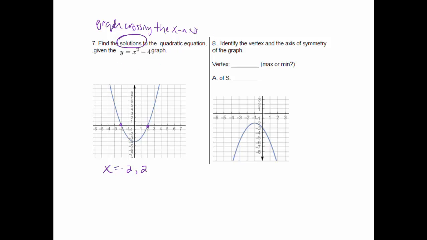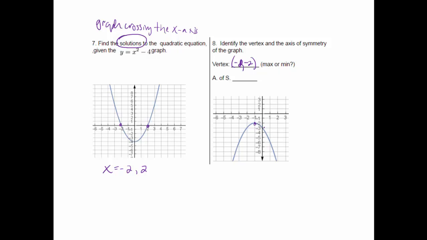Great, number 8, it says to identify the vertex and the axis of symmetry of the graph. So this one's kind of nice because it's already graphed for me. For the vertex, I just need to say where that's at. It looks like it's right here, and that point would be negative 1, negative 2. So that's the vertex, negative 1, negative 2.